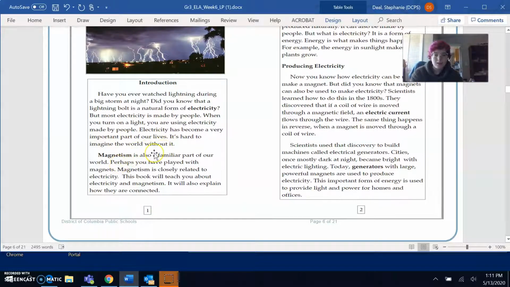Magnetism is also a familiar part of our world. Perhaps you have played with magnets. Magnetism is closely related to electricity, and this book will teach you about electricity and magnetism. It will also explain how they are connected.